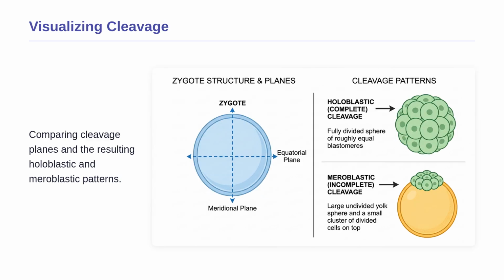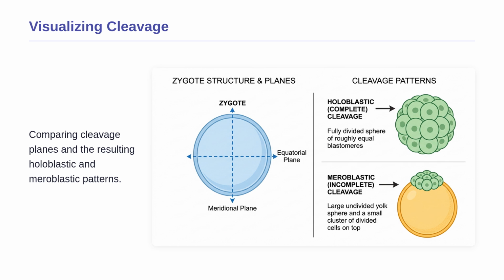Before we move on to the mathematics, let us see this geometry with a concrete visual example. On the left side of this diagram, you can clearly see the spherical zygote, with dashed lines representing our cleavage planes. The vertical line is the meridional plane, and the horizontal line is the equatorial plane. Now, look at the right side.